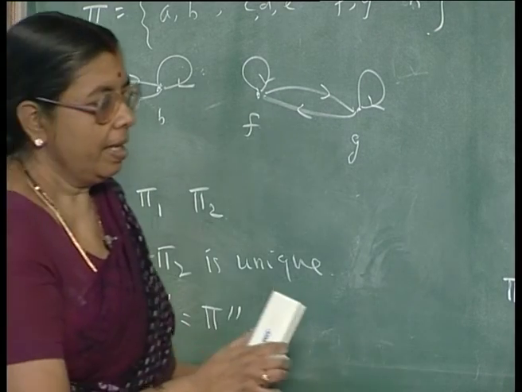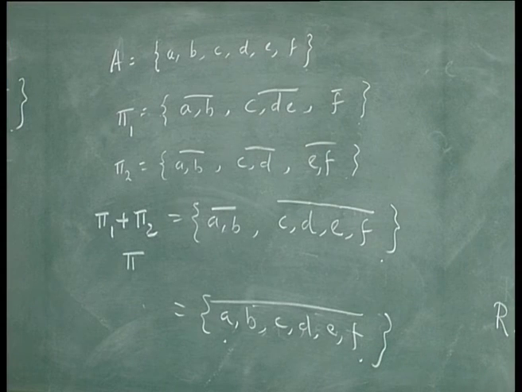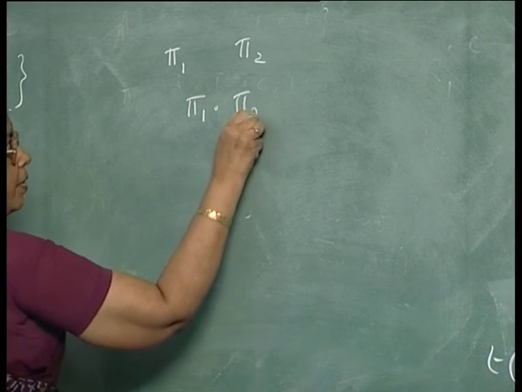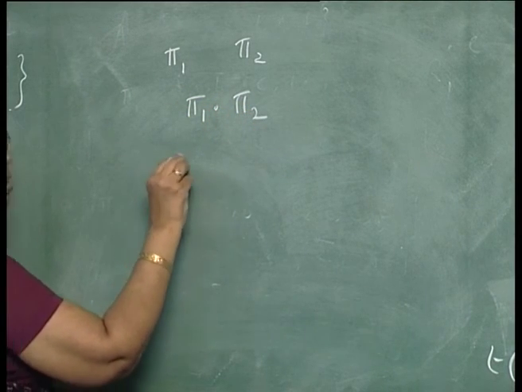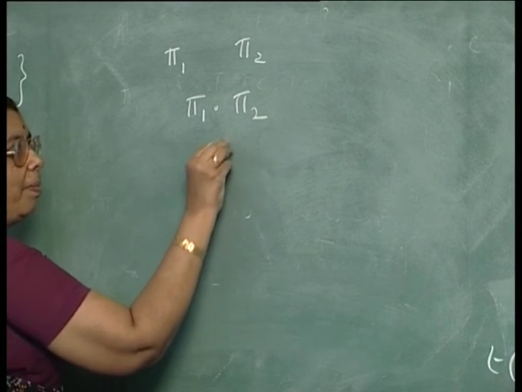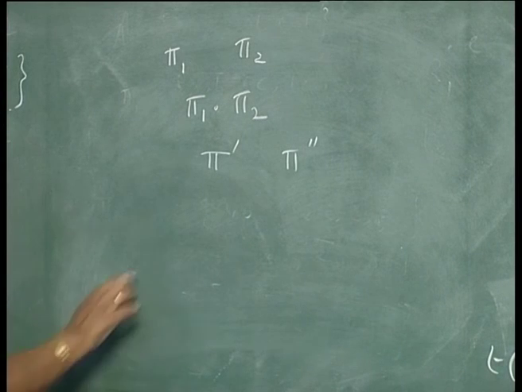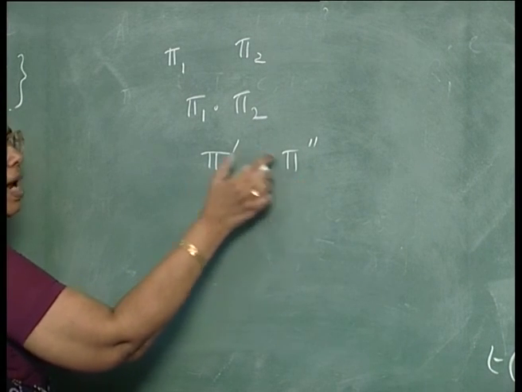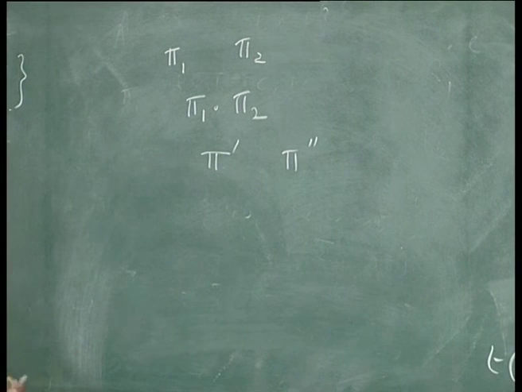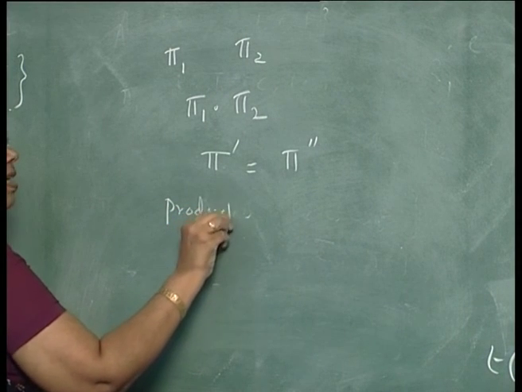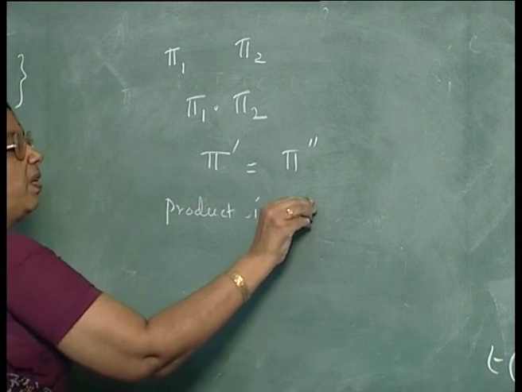And similarly, the product of two partitions. If you have two partitions pi 1 and pi 2, the product of the partitions is denoted by this. You can have only one product. If pi dash and pi 2 dash are two products like that, pi dash will refine pi 2 dash and pi 2 dash will refine pi dash by the definition, and so they will be equal. So, the product is also unique.